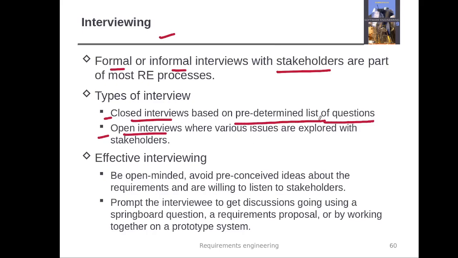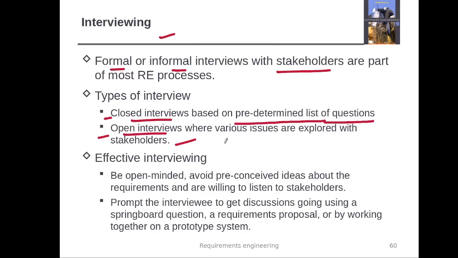However, there are open interviews. Open interviews mean questions are not predetermined. In this case, questions come according to the flow. Whatever we are talking about, accordingly some new things are explored, and accordingly the questions are framed, answered and noted down, right?